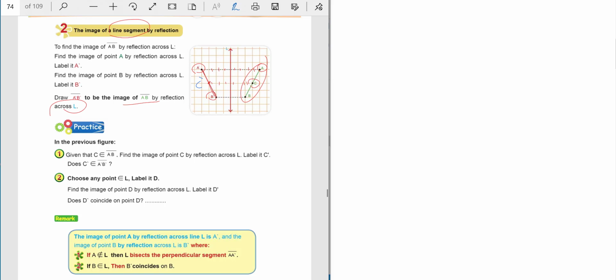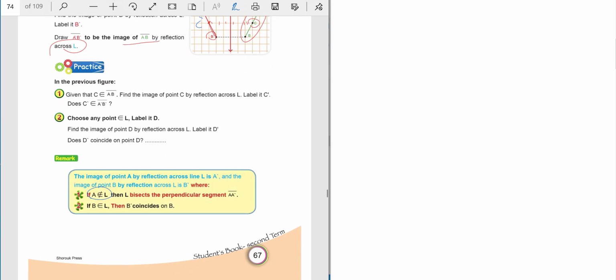If we put a point D that belongs to L, and we find the image of point D, we notice that it is the same point. So if the point D belongs to the axis of reflection, its image is the same point. So if A does not belong to L, then L bisects the perpendicular segment A, A dash.